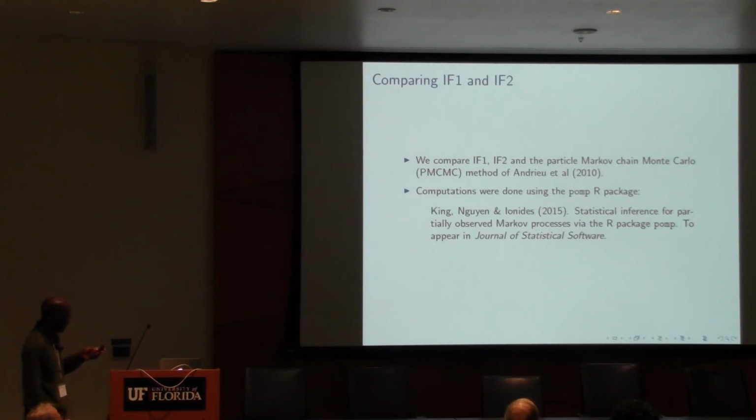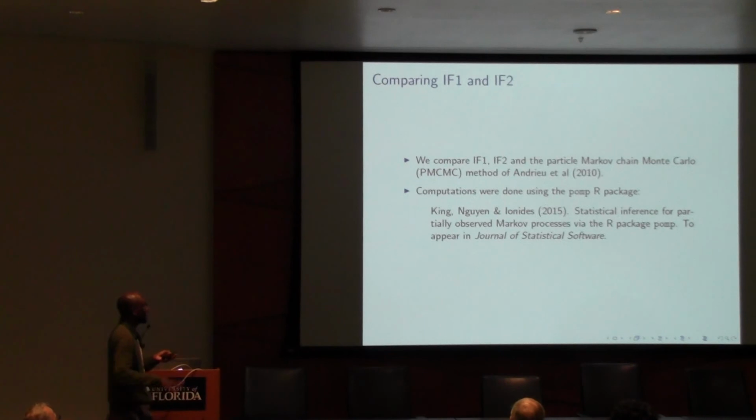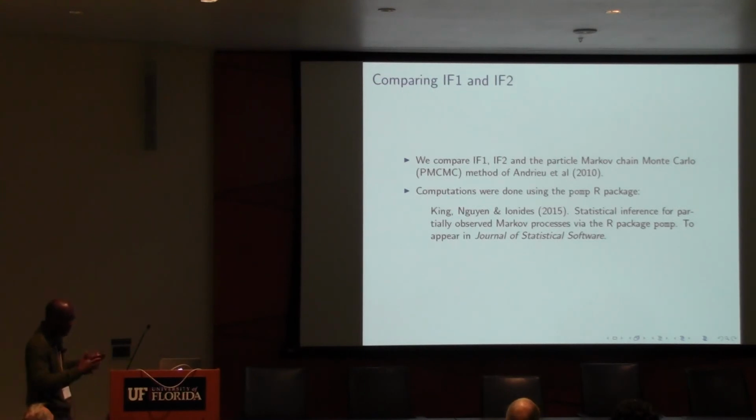We also compare iterated filtering 1 and iterated filtering 2, and we also do the comparison with particle MCMC. Particle MCMC turns out to be the Bayesian analog of iterated filtering, in the sense that in PMCMC you want to do, again, Bayesian inference in this state space model where, even in a case where the transition density is intractable, PMCMC turns out to be really the analog of what we're doing here.